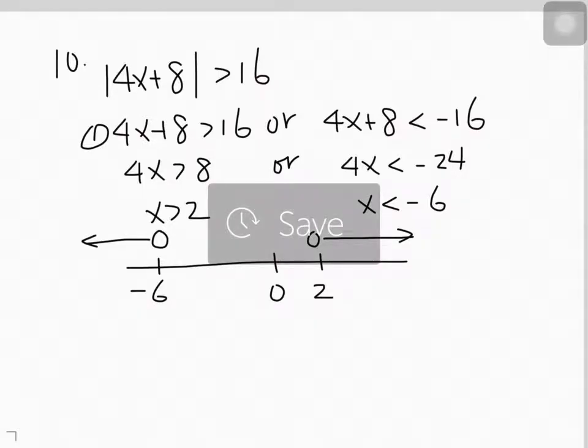So to graph it, any number greater than 2 is our solution. Any number less than negative 6 is our solution. So on both ends.